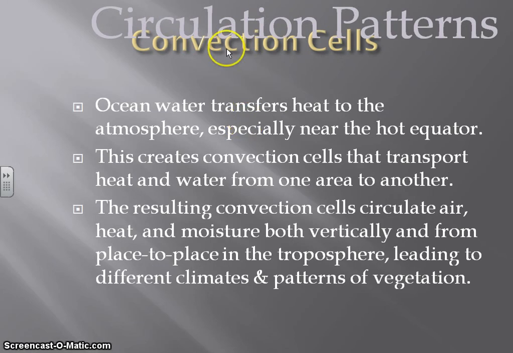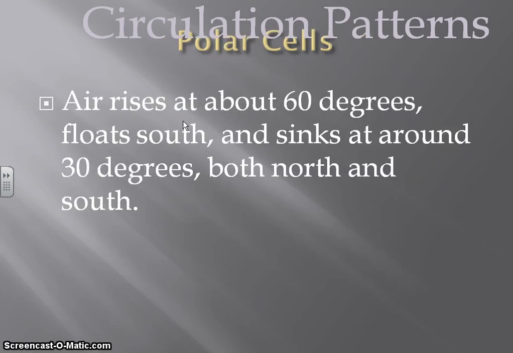The convection cells are what happens when the energy that's saved up from the ocean currents and the air currents causes circulation patterns to happen. So again, convection means it's from heating due to the flow of fluids.